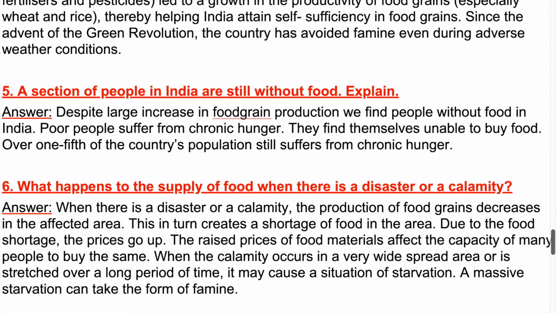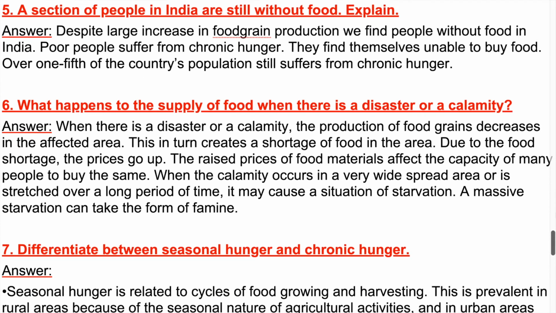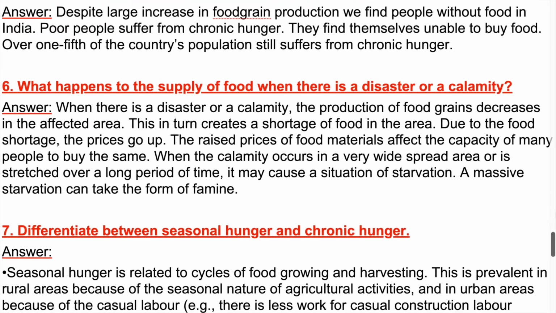6. What happens to the supply of food when there is a disaster or a calamity? Answer. When there is a disaster or a calamity, the production of food grains decreases in the affected area. This in turn creates a shortage of food in the area. Due to the food shortage, the prices go up. The raised prices of food materials affect the capacity of many people to buy the same. When the calamity occurs in a very widespread area, or is stretched over a long period of time, it may cause a situation of starvation. A massive starvation can take the form of famine.